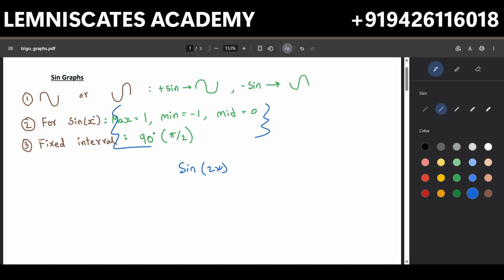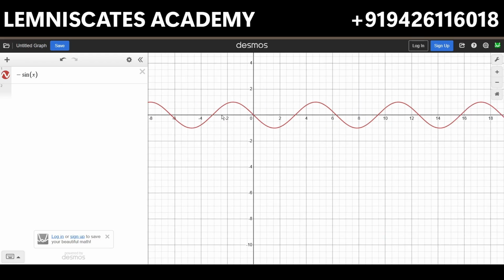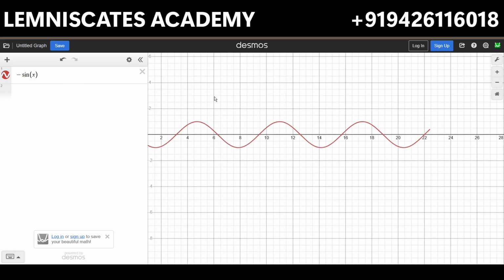What to do when you are having a multiple of the angle x, let's say 2x, half x, 3x? I'll talk about that in a couple of minutes. But for now, if I go to Desmos, you can see that the graph we have plotted over here is only to help you understand. The graph is forever. There is no end to the graph. The cycle keeps on going forever.